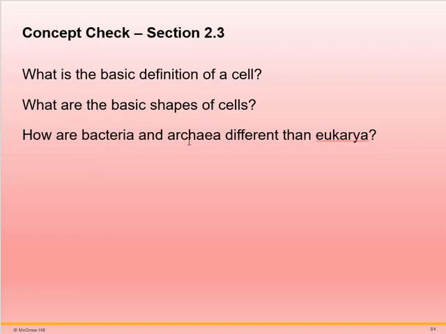How are bacteria and archaea different than eukarya? Well, eukarya, by its definition, has a true nucleus, and bacteria and archaea do not have a nucleus. Eukarya are about 10 times bigger than bacteria and archaea, and they also have membrane-bound organelles, which bacteria and archaea do not. They are similar in that they both have a cell membrane, cytoplasm, ribosomes and DNA, so double-stranded DNA for their genome.